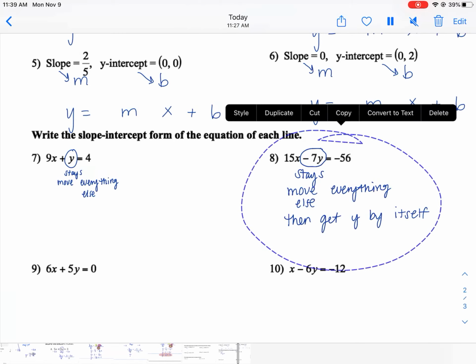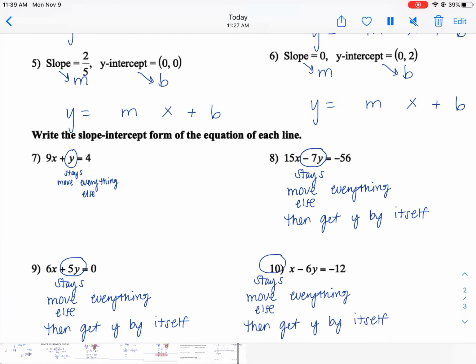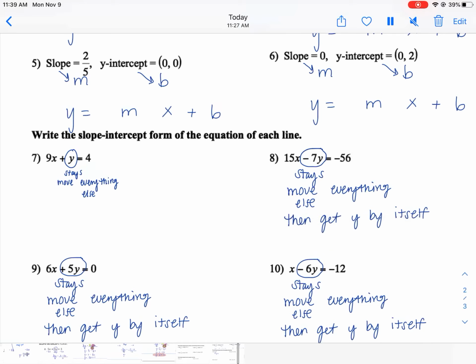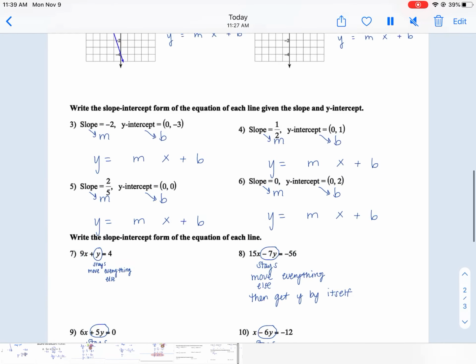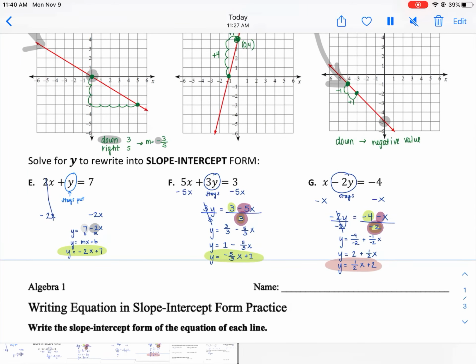Same thing occurs for 9. The 5y stays. You move everything else. Final operation and get y by itself. Negative 6y stays. You get y by itself.